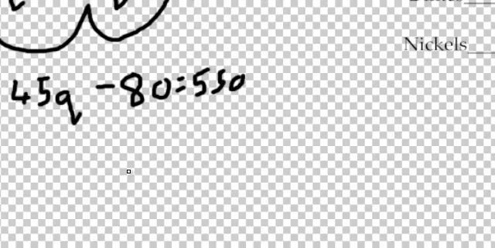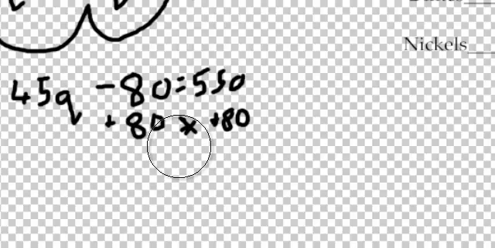Right. What should we do to both sides? We're going to add 80. Just come back to your basic algebra now. You've done all the hard work. Add 80 to both sides. Let's just erase that. A bit of a mess there. Okay, so I've added 80 to both sides. So I get 45Q equals, what's 550 and 80? 630.